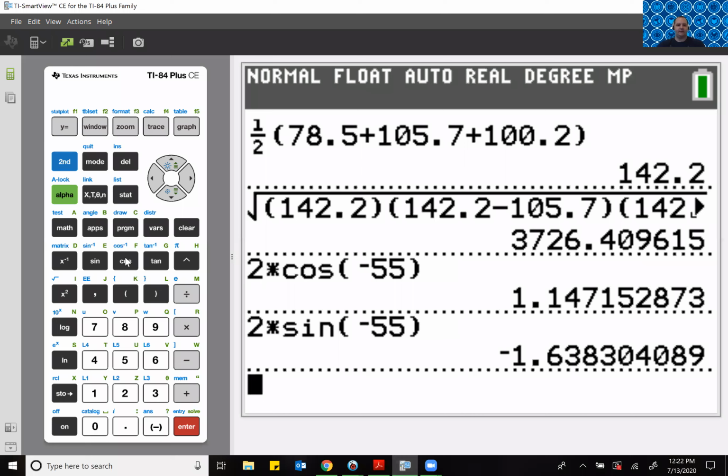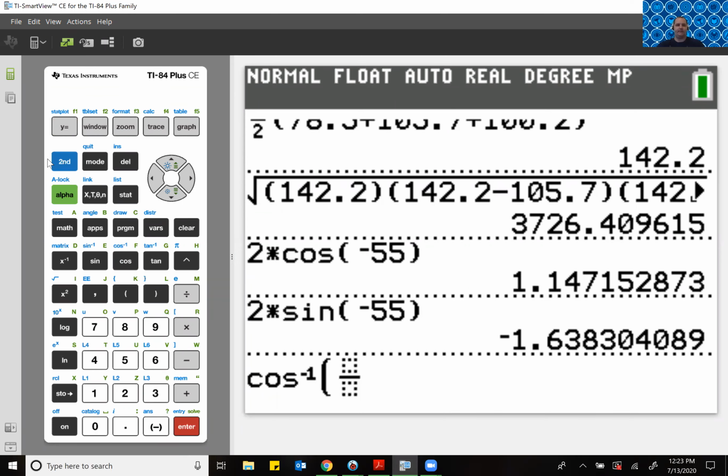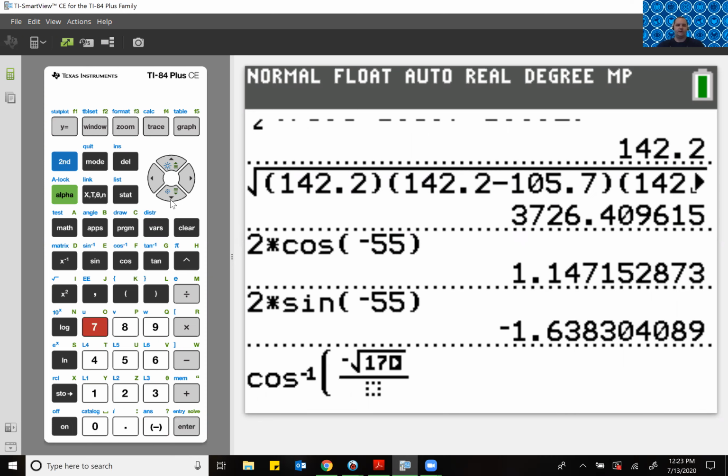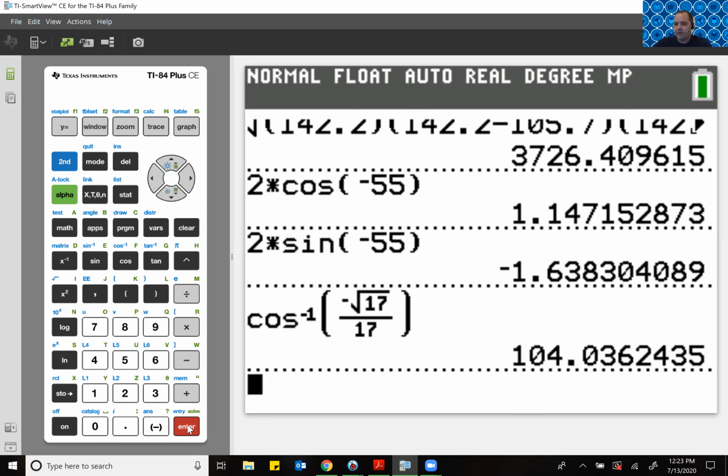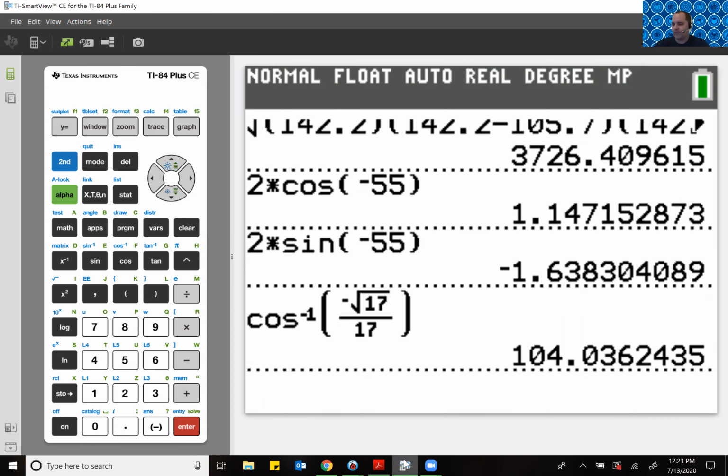So go to our calculator, and second cosine, alpha y equals negative second square root 17 all over 17. Scroll out to the side, close it up. Boom goes the dynamite. 104, let's see here, what does it say? Nearest tenth, so 1 decimal place. 104.0 degrees.